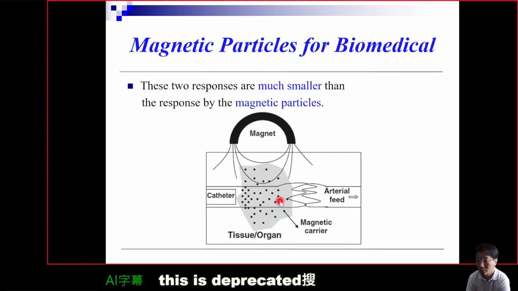Okay, so this is the part about how this magnetic particle works. I don't need to repeat that again because we already saw the video. In brief, the catheter releases the magnetic particle to a position very close to, for example, a tumor or some tissue or organ. Then you can guide it with the magnet.